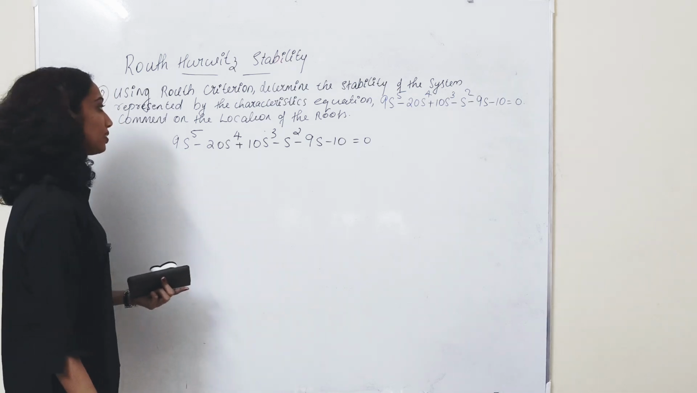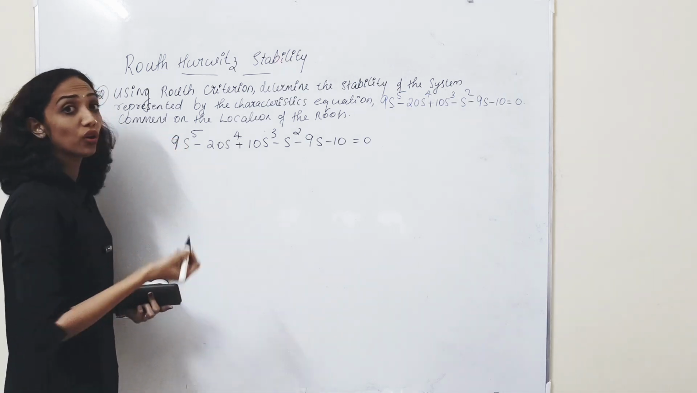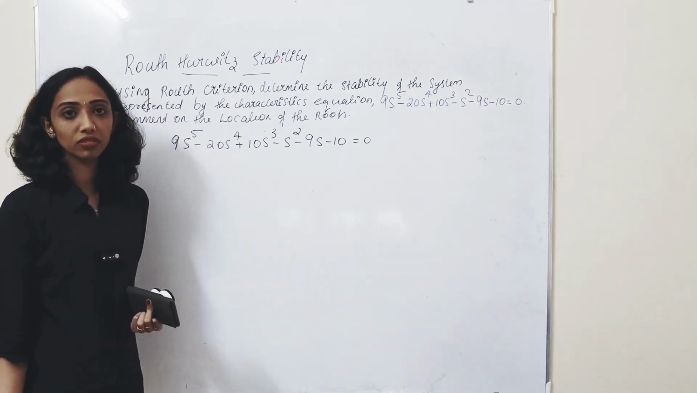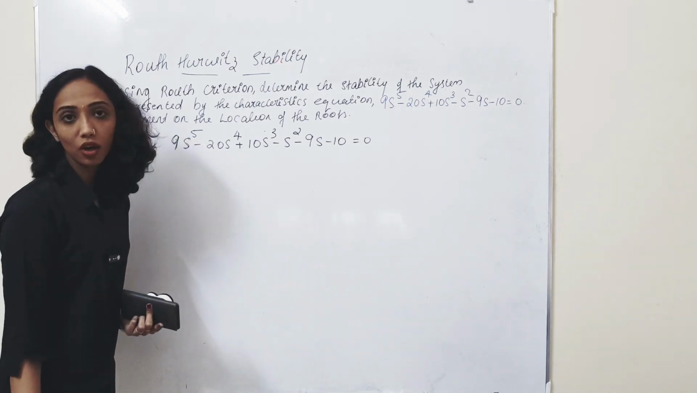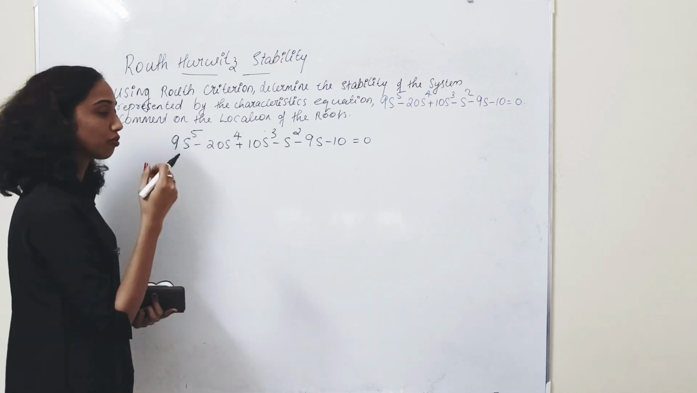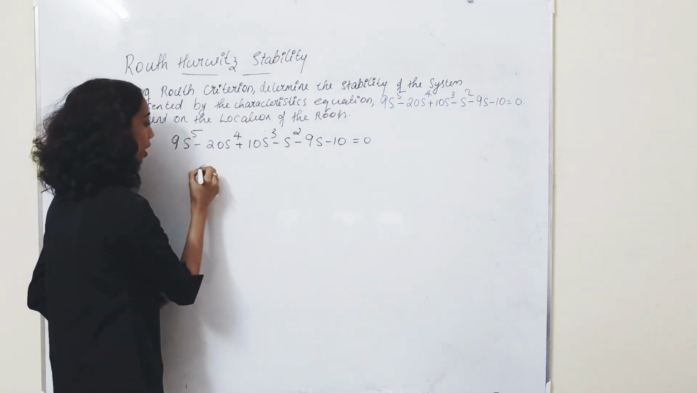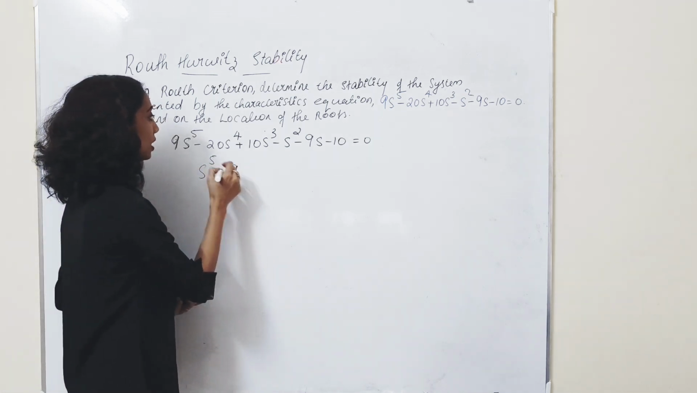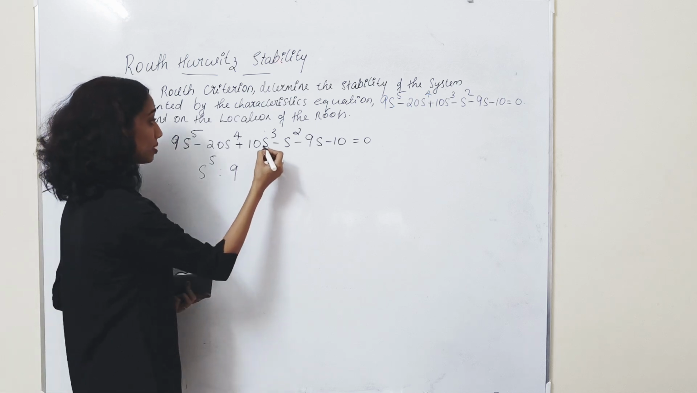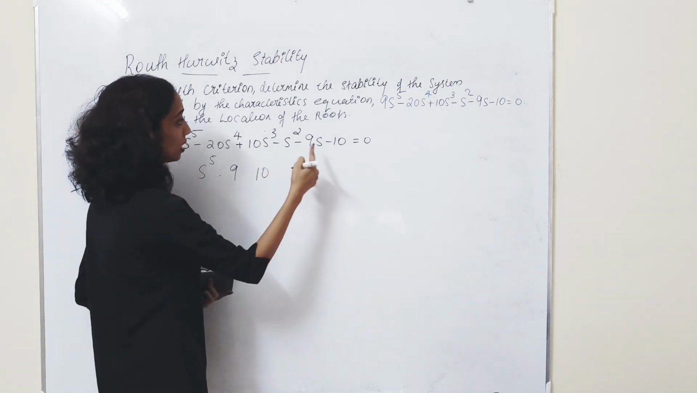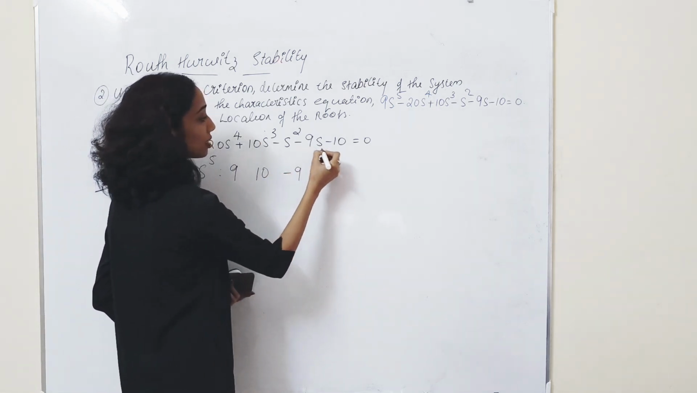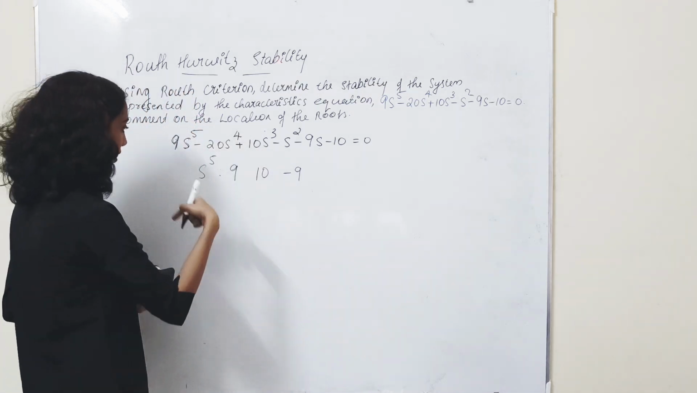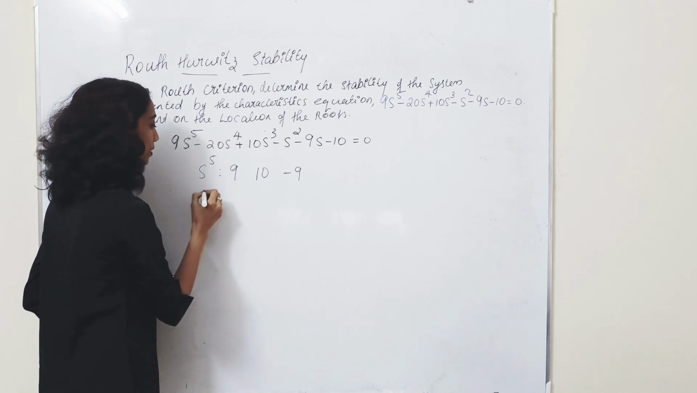Clear? In this question, check what's the order of the system. The first number is s raised to 5. So the order of the system is 5, and it's going to be an odd number. S raised to 5, 5 is an odd number. So we have to write all the odd numbers right here. The coefficient of s raised to 5 is 9. Then the next number should be s cube. The coefficient of s cube is 10. Then the next number is minus 10s. S raised to 1 is the next odd number. So minus 9.